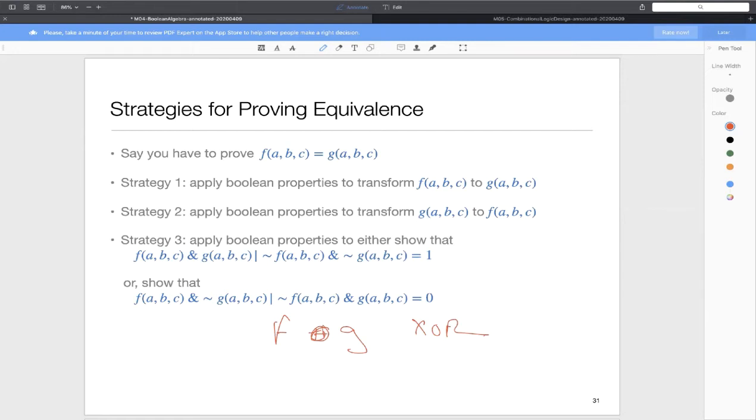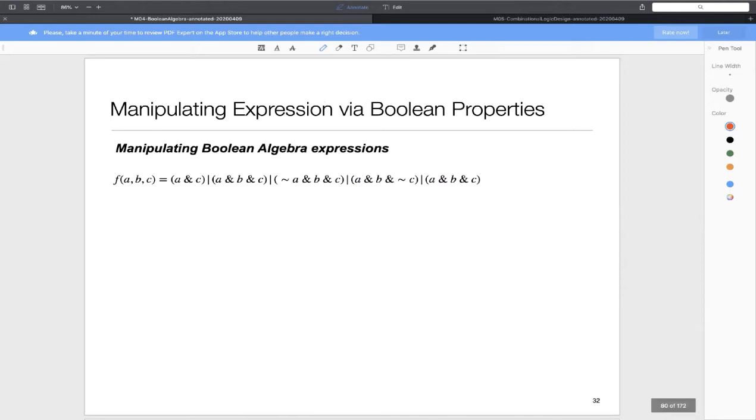It's a lot easier strategically, you will find, that when you're trying to show two expressions to be the same, you take their XOR or their XNOR and prove them to be 0 or 1, whichever you feel like doing. Whereas strategies 1 and 2, generally speaking, are going to be harder. So I'm going to leave it as an exercise for you to try it out on some of those expressions that I have on the previous slide.